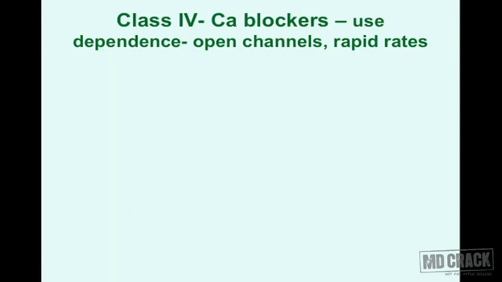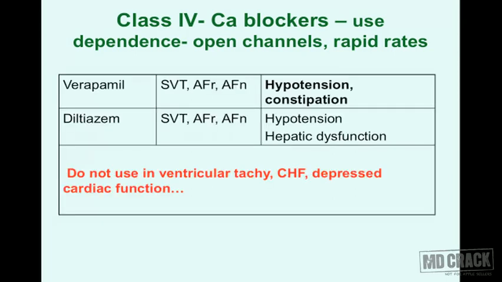Let's go to class 4. These are calcium channel blockers. There is use dependence for the open channels and for the rapid rates. We already know this. There is verapamil and diltiazem. And once again, just like beta blockers, I have written in red color, don't use in ventricular tachycardia. These are myocardial suppressants. Think of them only for the atrium, and they are more selective. Their effect is better on the atrial tissue. So the supraventricular arrhythmias, supraventricular tachycardia, atrial fibrillation and atrial flutter, are the indications for verapamil and diltiazem.